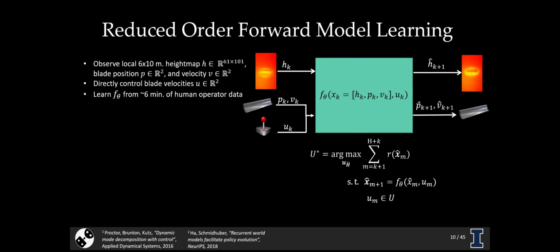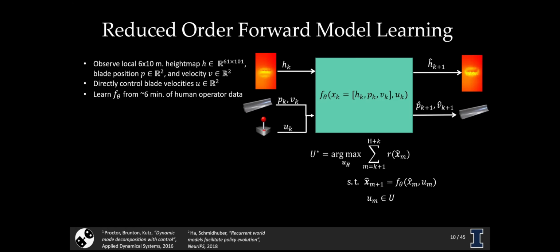So at a high level, what we're doing here is observing a local height map that's centered around the blade, representing the shape of the terrain. We're additionally observing position and velocity information of the vehicle and the blade, the chassis and the blade. And then we're recording the control actions that were taken by the human operator as well. The objective here is to learn this function. How do we learn the evolution of the state of the system? What does the height map look like at the next time step, given the control actions that were taken?